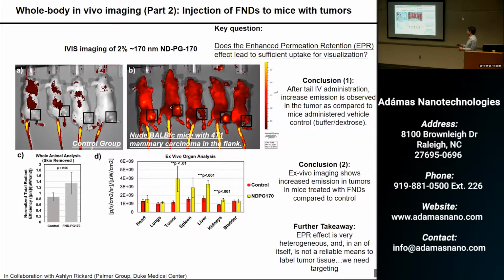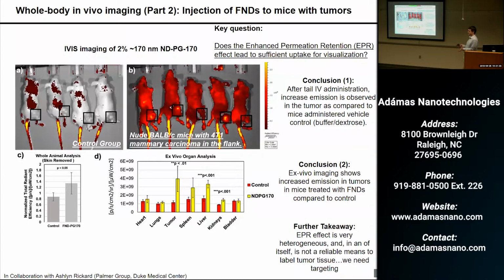And we can actually see with ex vivo analysis, and this was done with IVIS as well. So this is just taking out the organ and looking at its fluorescence emission intensity. So we do see, versus a control, which is just a dextrose buffer, an increase in the fluorescent emission intensity of the tumor and then the spleen and liver. So there is some merit, obviously, to this EPR effect, and it potentially could be used to label tumors.